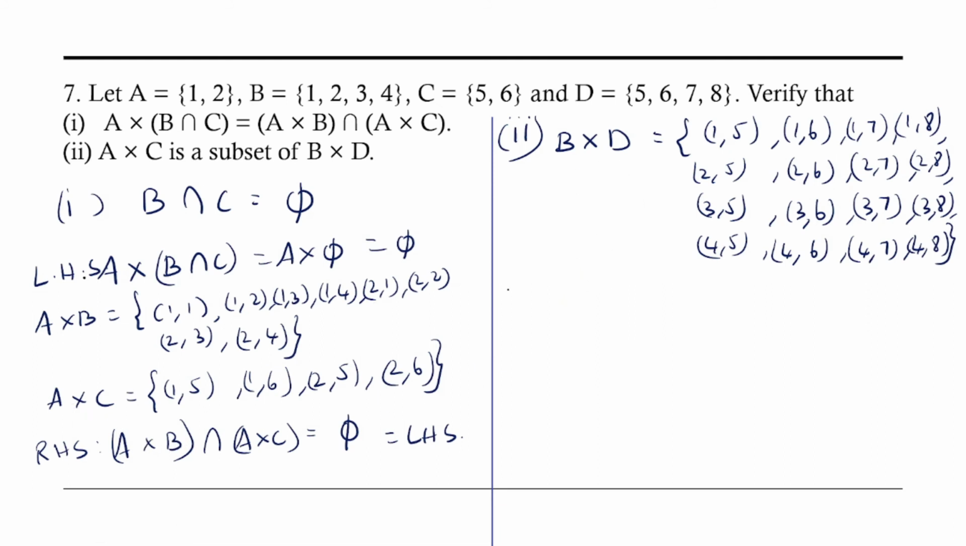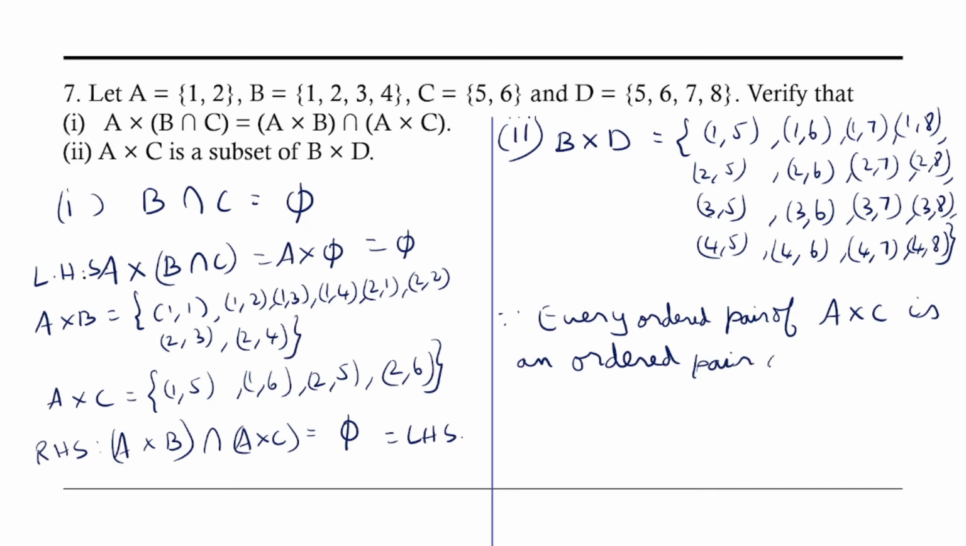So since every ordered pair of A cross C is an ordered pair of B cross D, A cross C is a subset of B cross D.